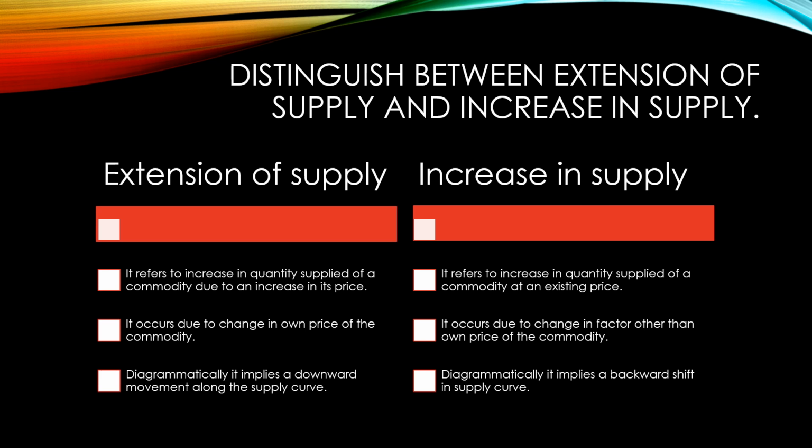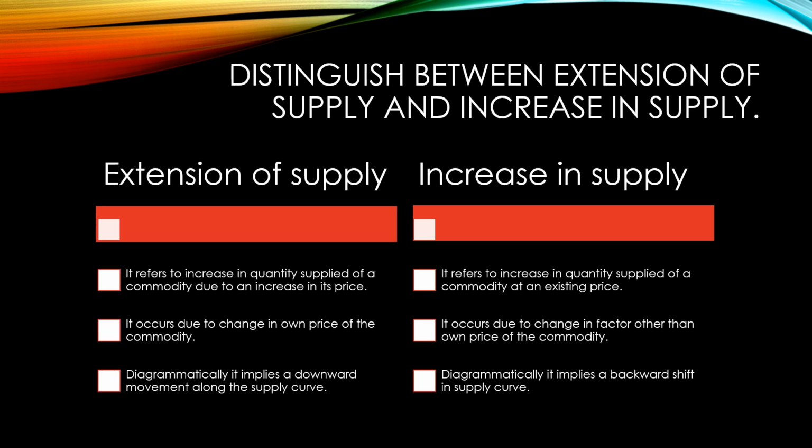Okay, see the next difference between extension of supply and increase in supply. In the case of extension of supply, it occurs due to change in the own price of the commodity. And in the case of increase in supply, it occurs due to change in factors other than the own price of a commodity. Here the own price of the commodity will remain constant, and other factors will change.